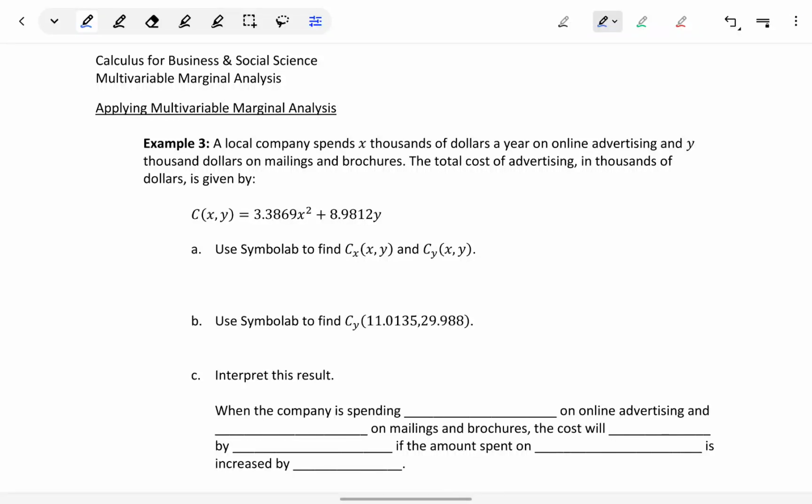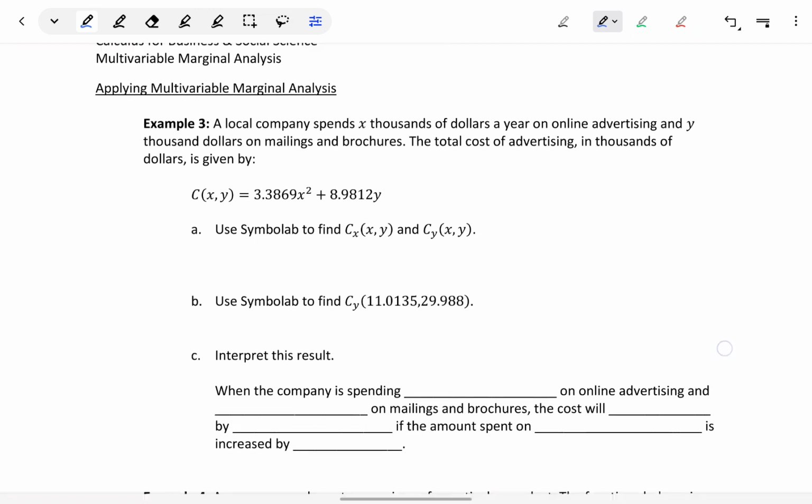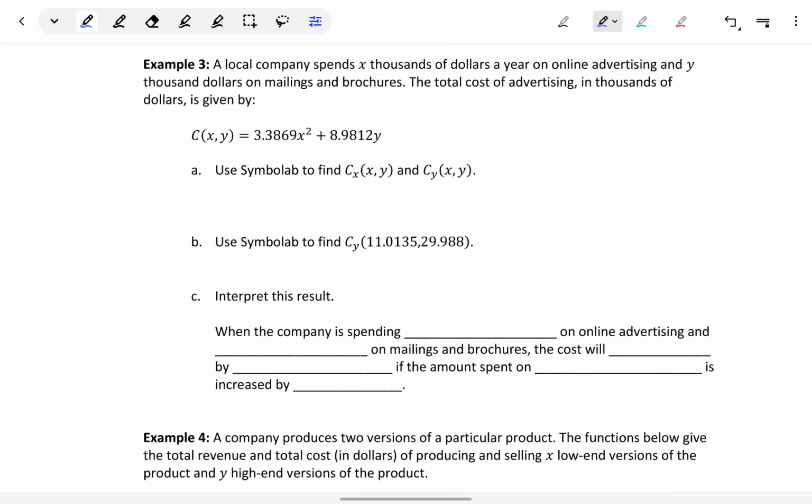In examples 3 and 4, we'll find the partial derivative of a given function with respect to a specific variable, calculate the derivative function, evaluate the derivative function at a specific pair of values, and then interpret that result.